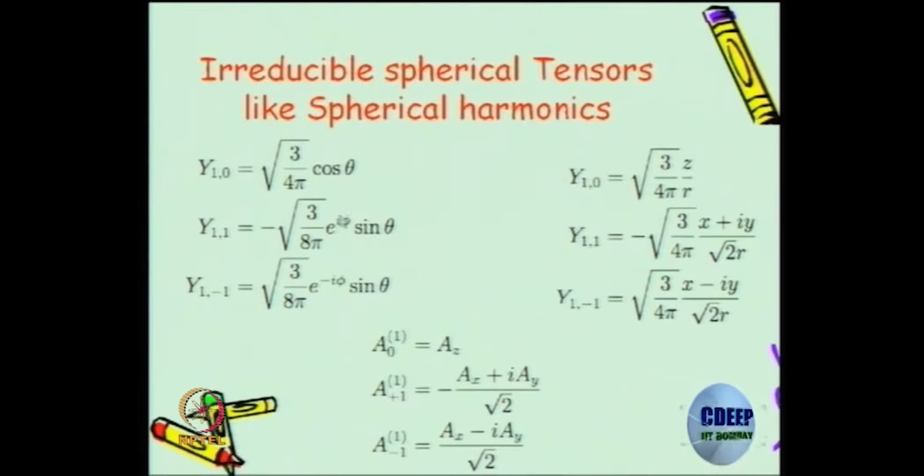y1 has an e to the i phi, which you can write as cos phi plus i sin phi, right? And there is a sin theta. If you resolve them into components, what you get here is minus of x plus iy, and if you look at y1 minus 1, it is x minus iy. Okay? Clear? You remember these things.